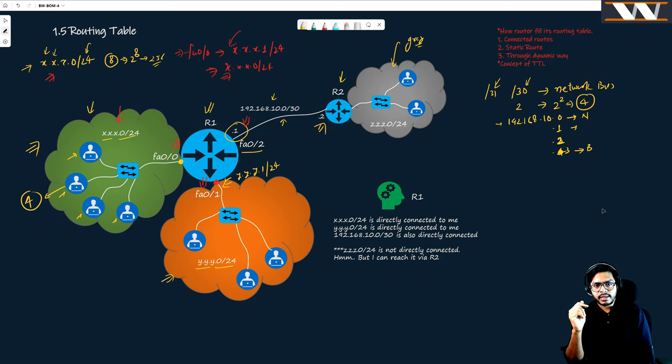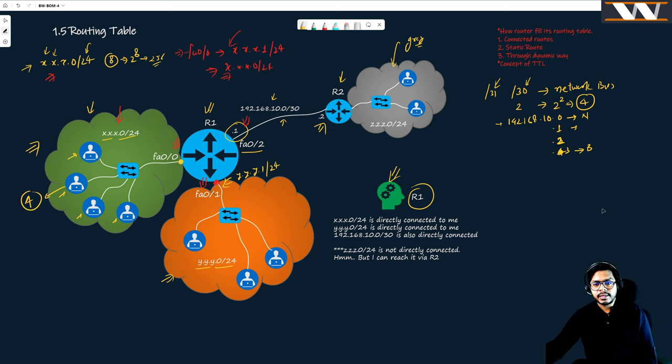Similarly, I'm going to assign the IP address on the FA0/2 interface, which is .1, which means the router is also connected to a /30 network, which is 192.168.10.0, right? As simple as that. We are mostly going to talk about this router R1 here. So R1 is connected to 3 different networks, right? And that is what it is thinking. So what is going on in this router's mind? Which router's mind? R1's mind.